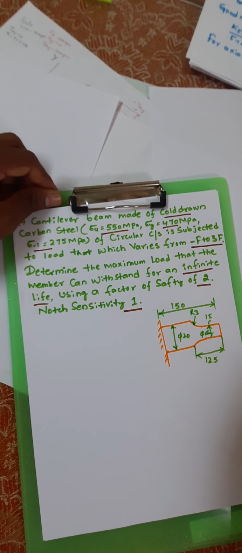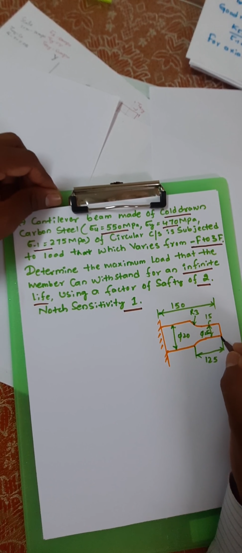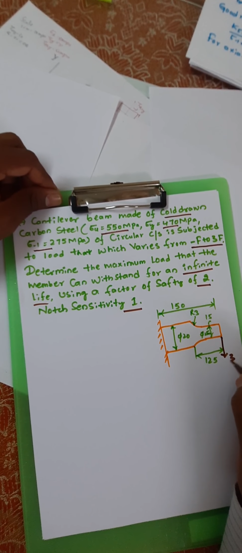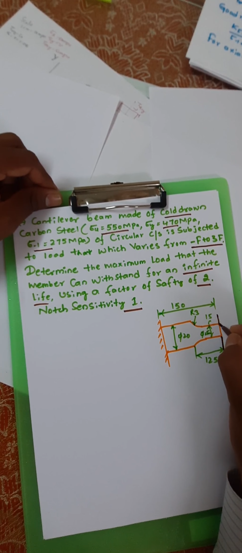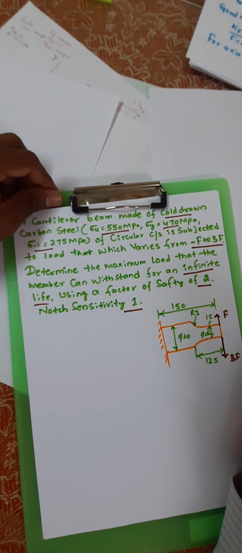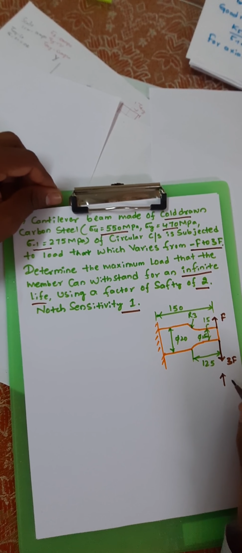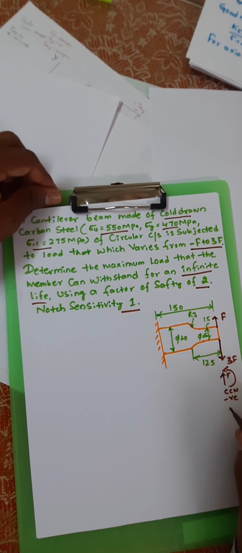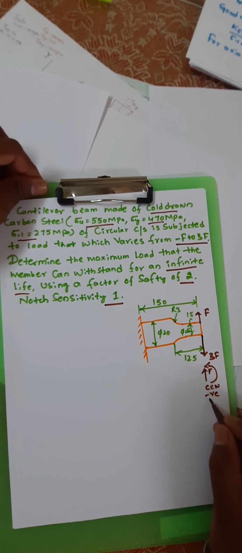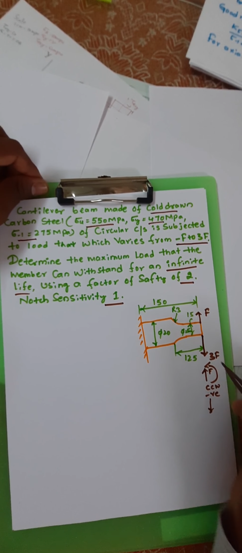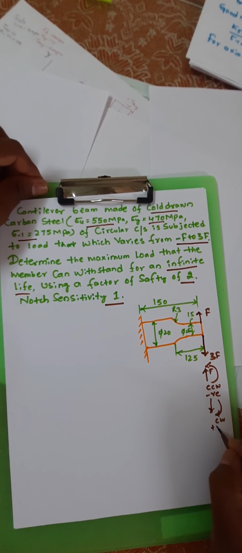And here the nature of the load is 3F, and here it should be F. You can see here, this is the nature of the load F, which is in the counterclockwise direction. That's why we will consider a negative sign. In the same way, the load which is clockwise, we will consider a positive sign.